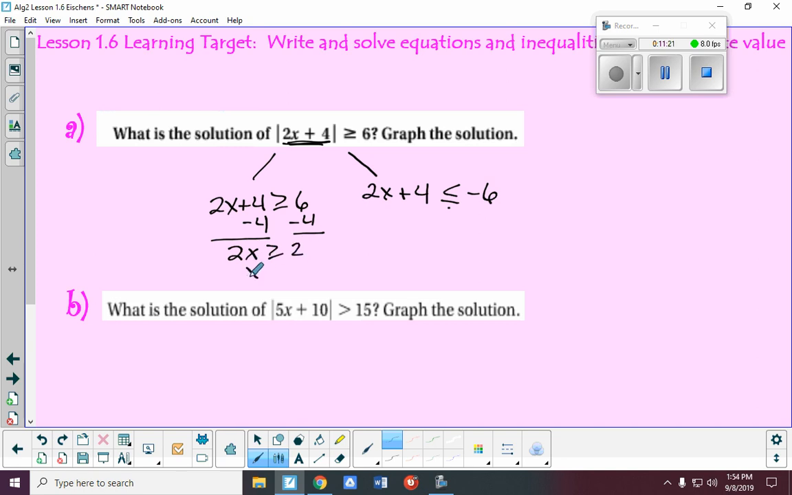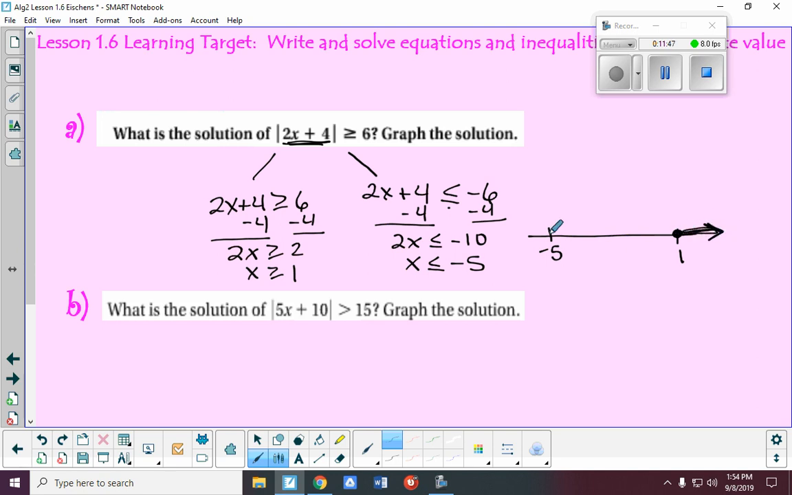Divide by 2, x is greater than or equal to 1. And divide by 2, x is less than or equal to negative 5. So if we look at that on a number line, we have 1 right here, negative 5 over here. So x is greater than or equal to 1. That says anything in this direction would work. And x is less than or equal to negative 5. Anything in this direction would work.